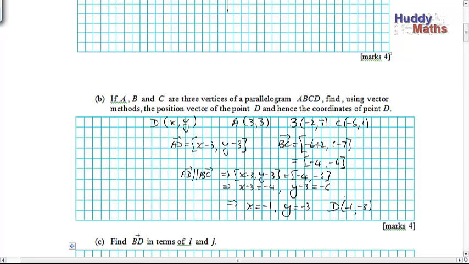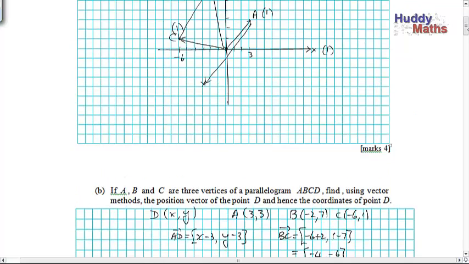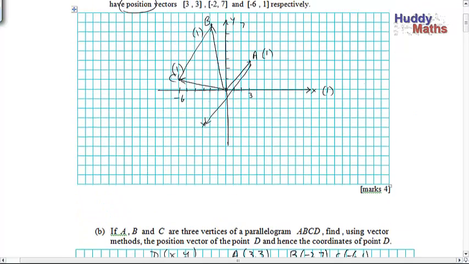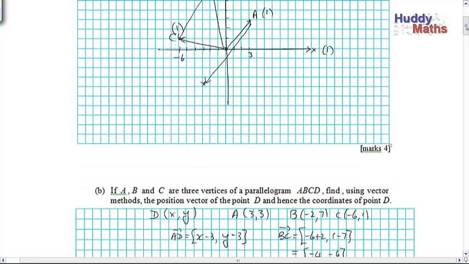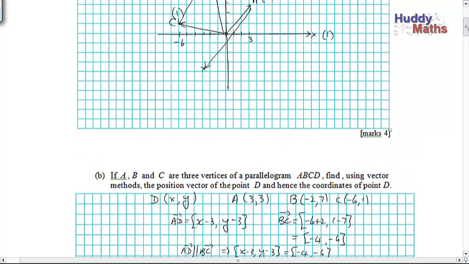Just notice the curved brackets for a point. Now let's have a look at whether that rings true. I've almost got it right here, haven't I? Neg 1, what did we say it was? Hang on, let's come down again. Neg 1, neg 3.